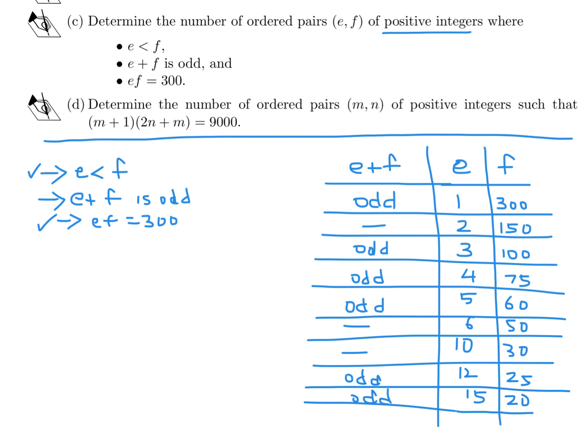So looks like we got 1, 2, 3, 4, 5, 6. 6 ordered pairs. And I guess you can just list them, right? They just want the number, but just for the sake of completeness, you can list them all. So that's pretty much taking care of that part.